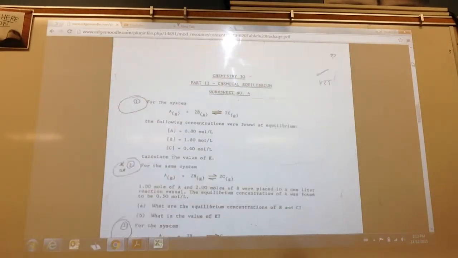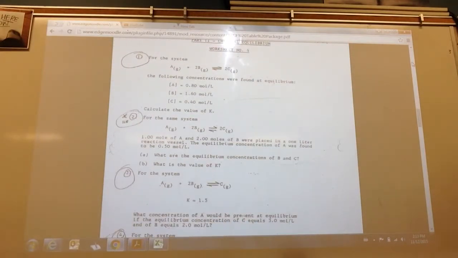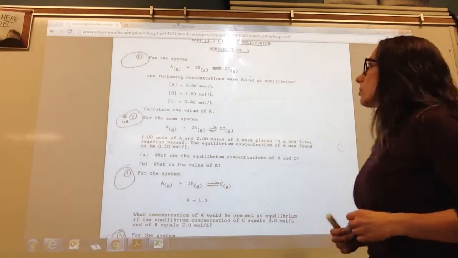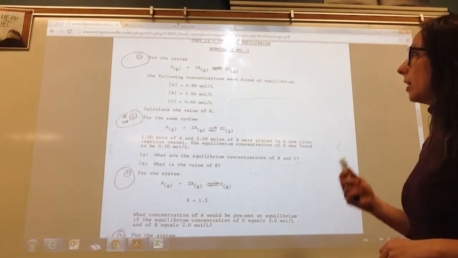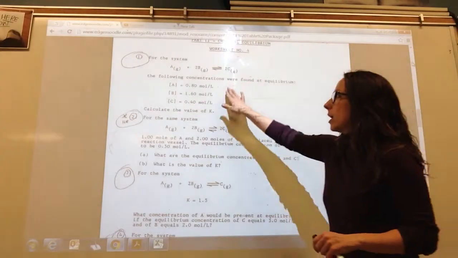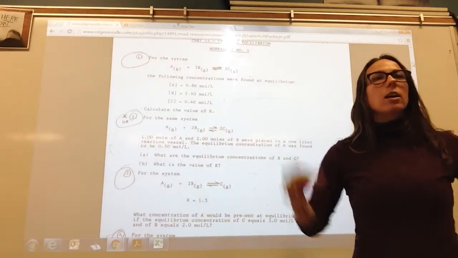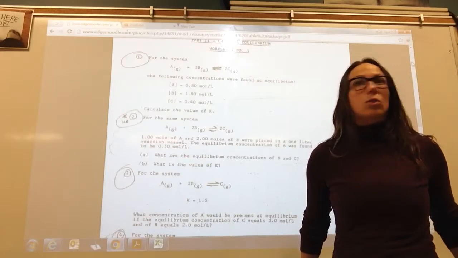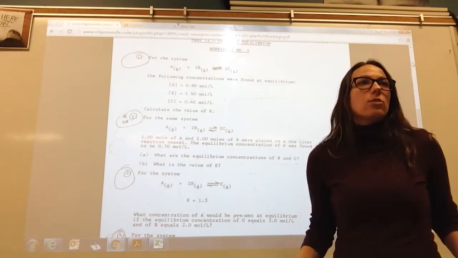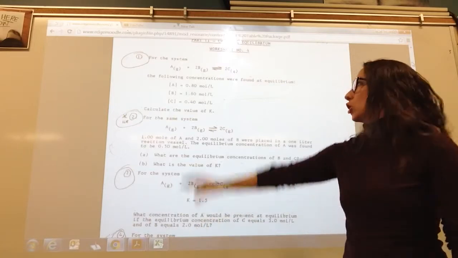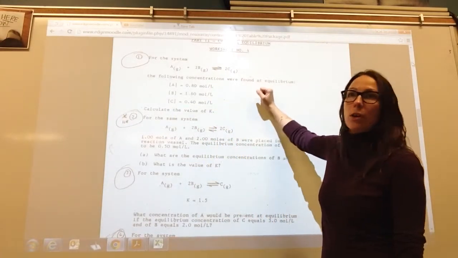Okay, so let's try some. Question 1. Let's just read question 1 together first. For the system A plus 2B gives me 2C, the following concentrations are found in equilibrium: A, B, C. Calculate the K. Does this require an ICE table? No, this is like yesterday. Everybody get that that doesn't require an ICE table. I've just got the numbers, I plug them into my expression, done.